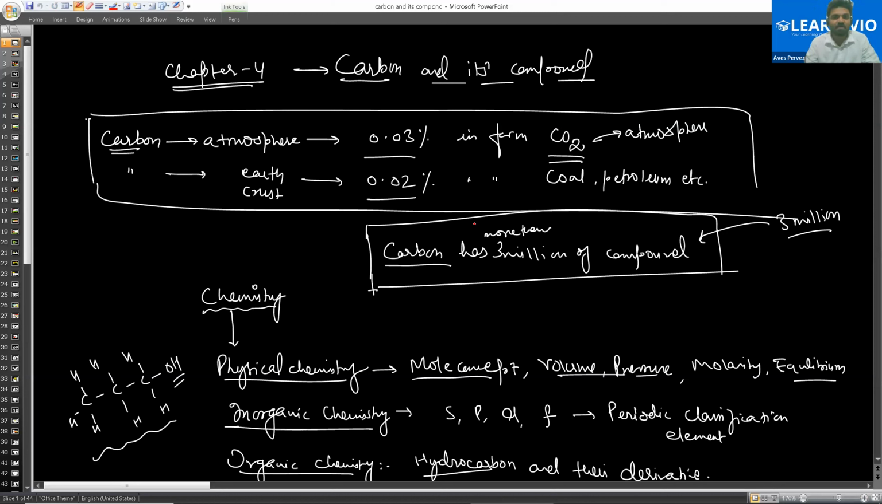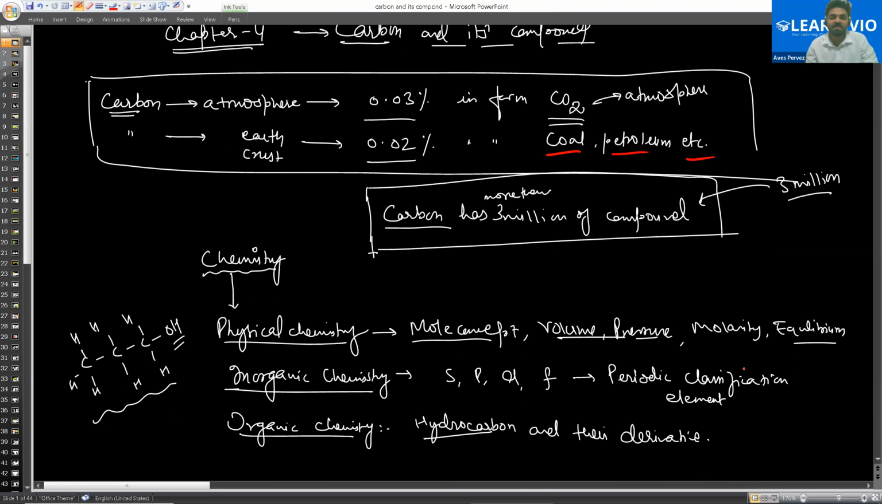First of all, carbon exists in the atmosphere in the form of CO2 at 0.03%, and in the earth's crust at 0.02% in the form of coal, petroleum, and so on. Carbon alone has 3 million compounds. That's why we have a separate branch of chemistry. We have three branches of chemistry: physical chemistry, organic chemistry, and inorganic chemistry.